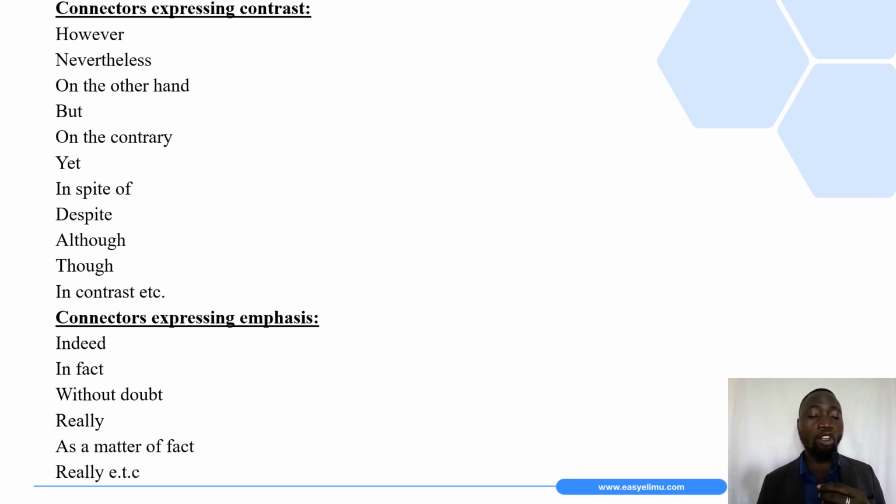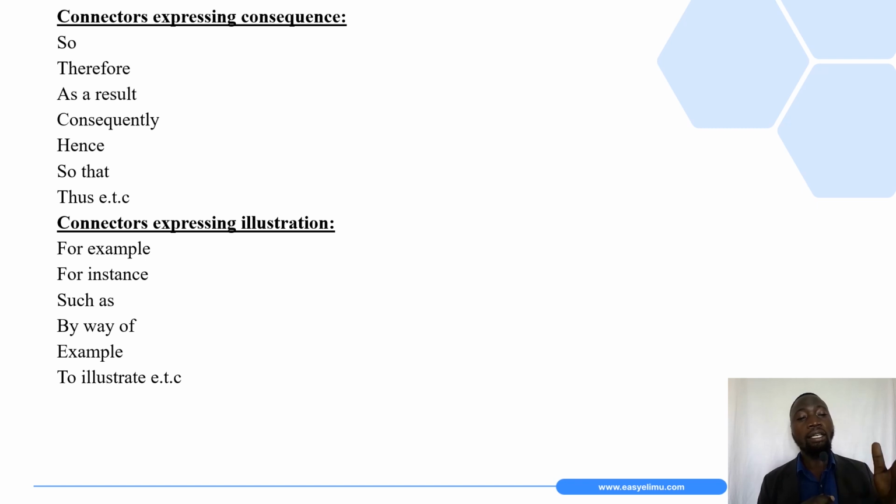Then there is also a group of connectors that play the role of expressing emphasis in sentences. Examples of the connectors that we have under this group are indeed, in fact, without doubt, really, as a matter of fact, etc.